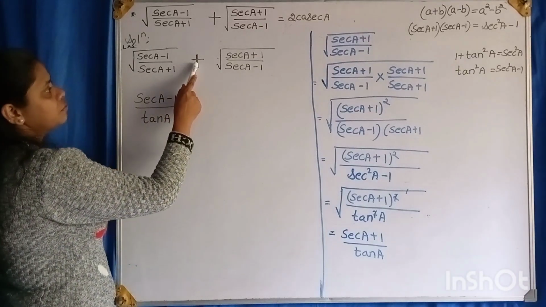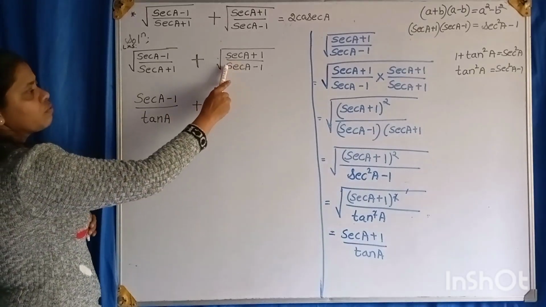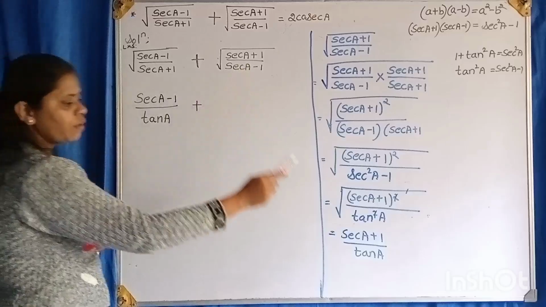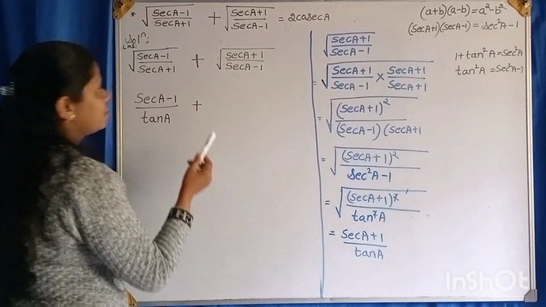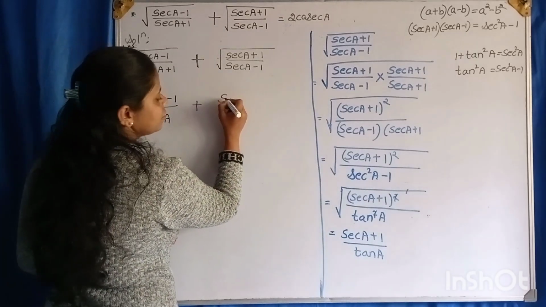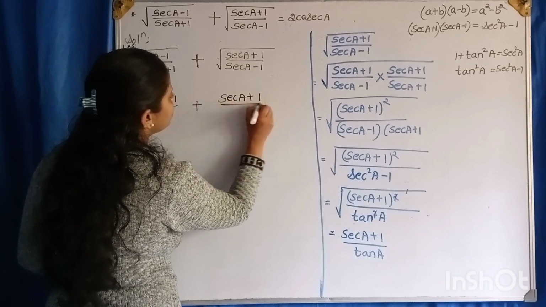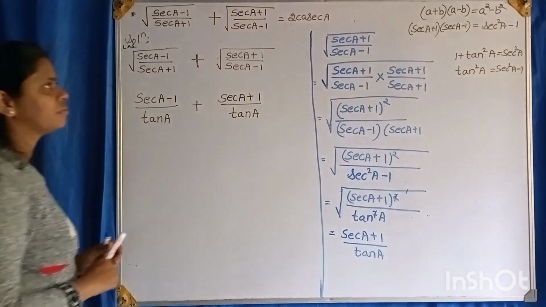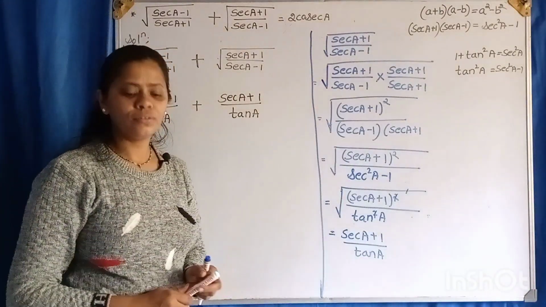Now for this plus, I am going to write plus. This square root of secant A plus 1 divided by secant A minus 1, I can write it as secant A plus 1 divided by tan A. I am going to rub this. You can copy it on.